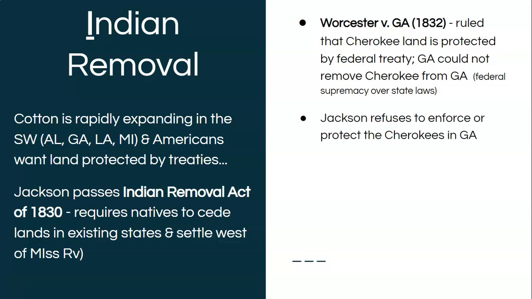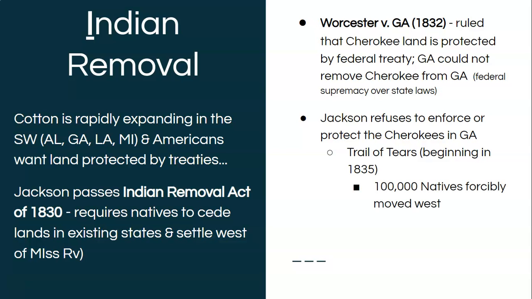And so he refuses to protect the Cherokees in Georgia, and he actually enforces the Indian Removal Act and uses the United States military to forcibly remove the Cherokees from Georgia, which is known as the Trail of Tears, beginning in 1835. In the Trail of Tears, over 100,000 Native Americans will forcibly be moved west, and before the Civil War, over 100 million acres will be signed away through treaties that the United States government forces Native Americans to agree to.